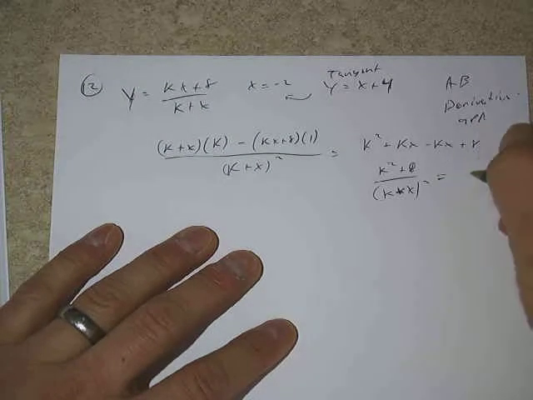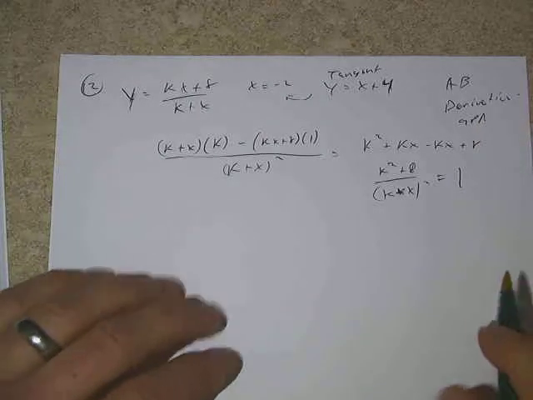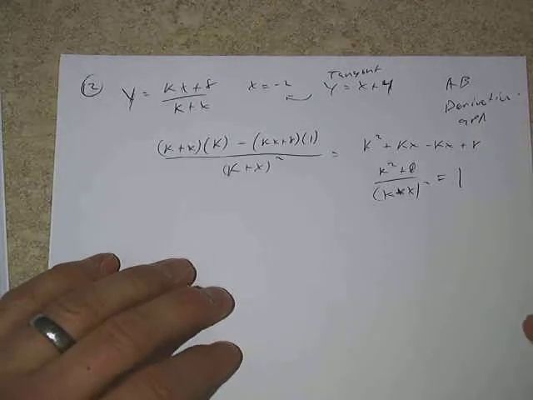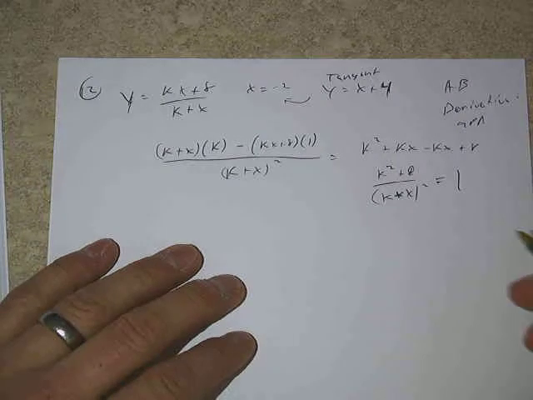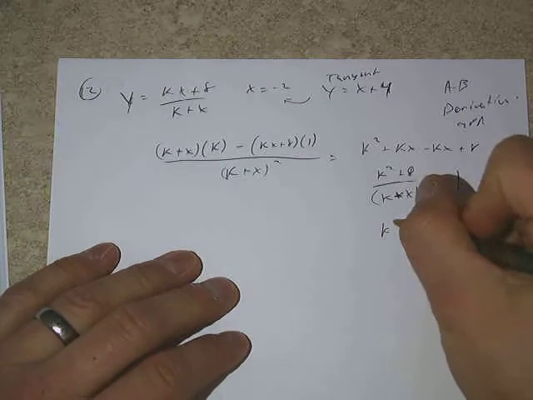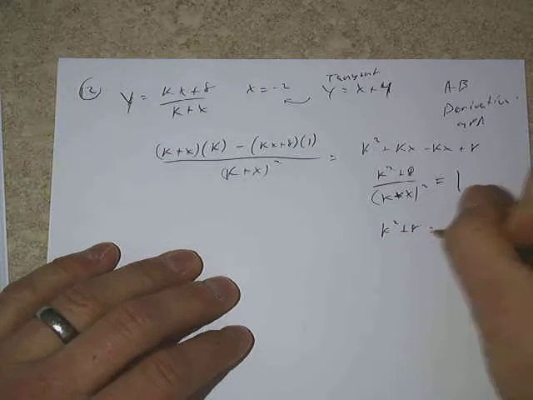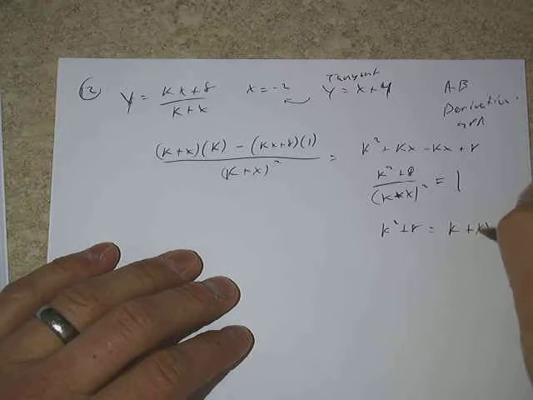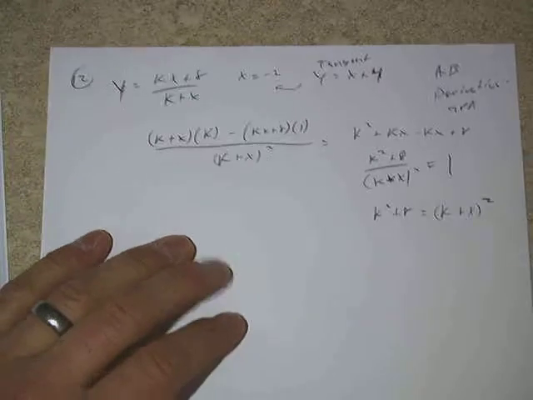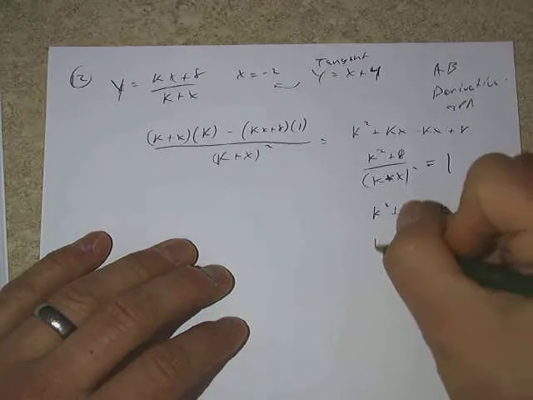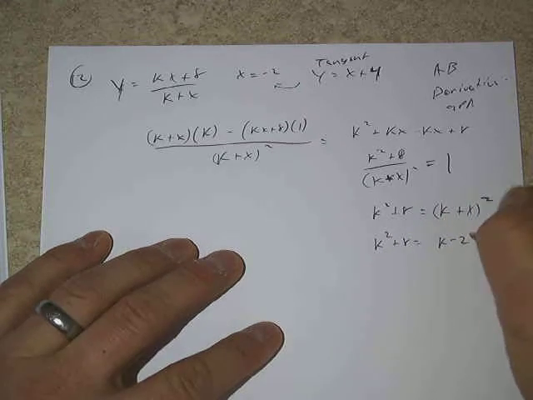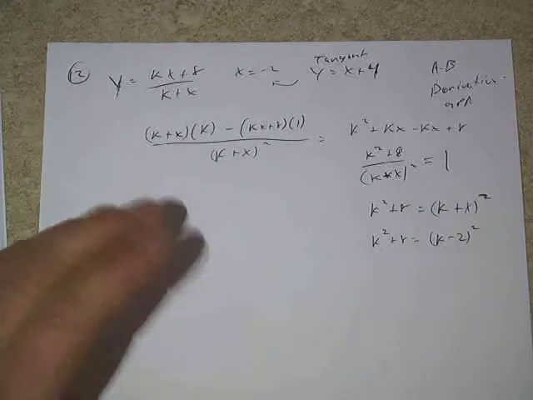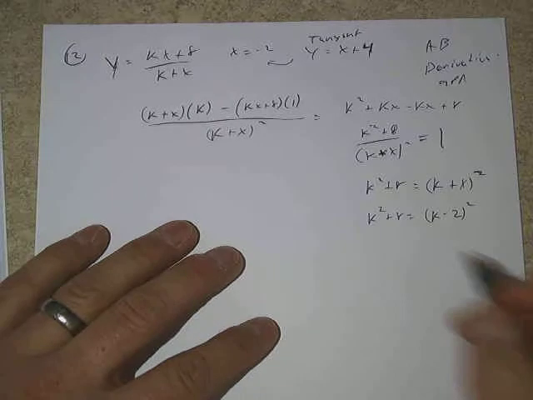And we essentially want to let that equal 1, but we want to let that equal 1 when x equals what? When x equals negative 2 from above. So ultimately we'd have k squared plus 8 equals k plus x all squared. Plug in negative 2 there. And if I add that, k minus 2, and the only variable here is k, so I just need to solve this quadratic equation.